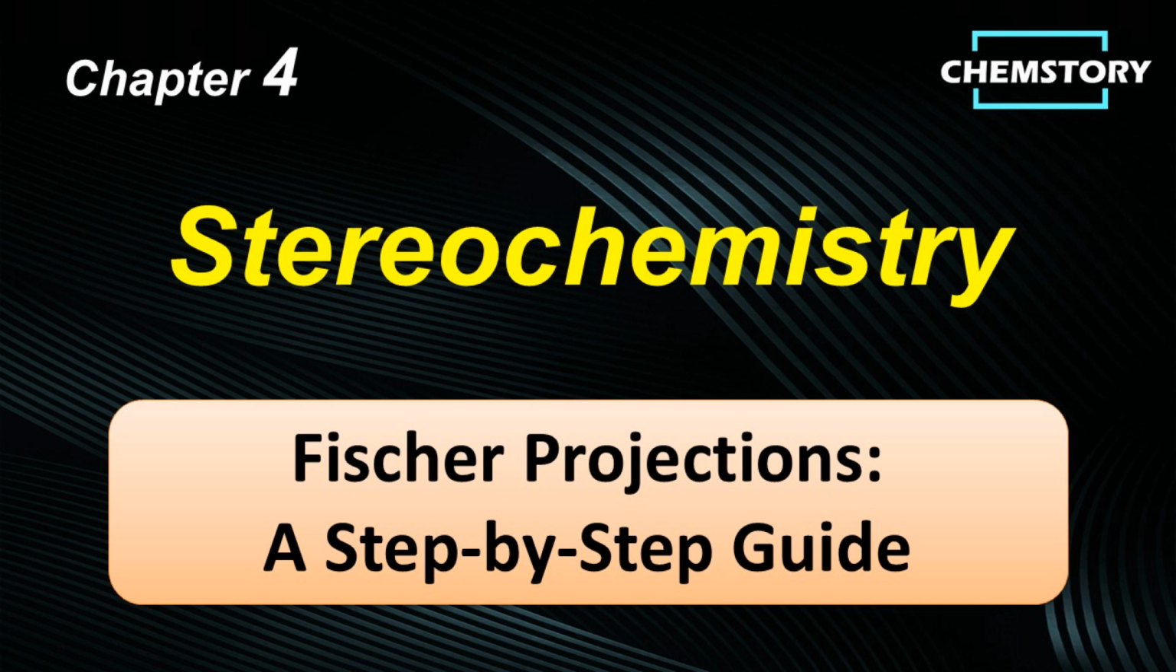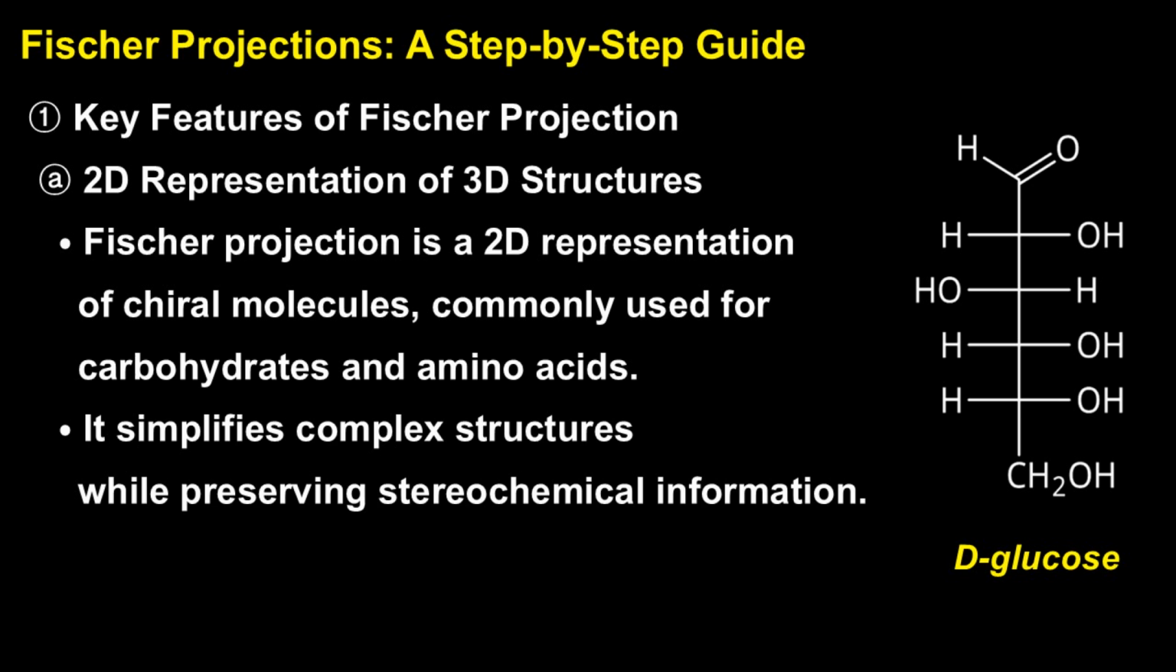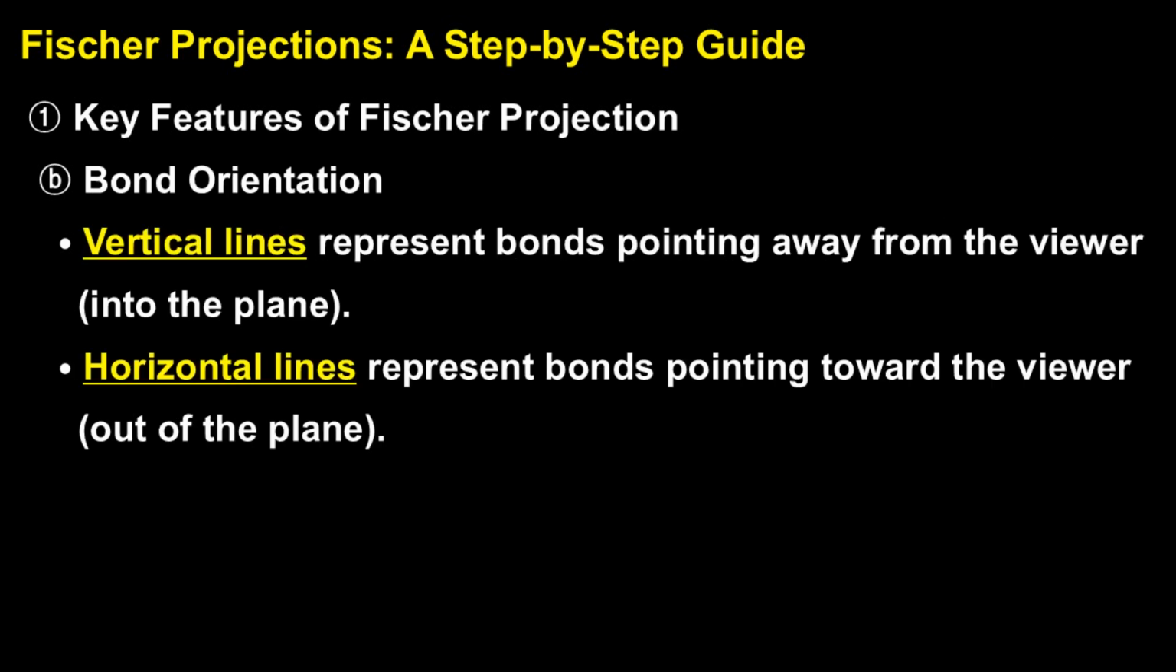Let's get started. A Fischer projection is basically a two-dimensional way to represent a three-dimensional molecule, and it's especially handy for carbohydrates and amino acids. The whole point is to simplify these complex structures while still keeping the stereochemistry clear. Take D-glucose, for example. When you look at its Fischer projection, you'll see how the atoms are arranged in a way that makes it much easier to compare stereochemistry. It's all about keeping the layout clear and straightforward.